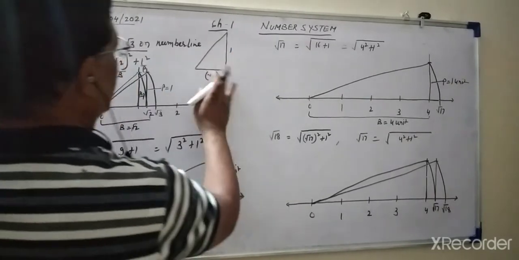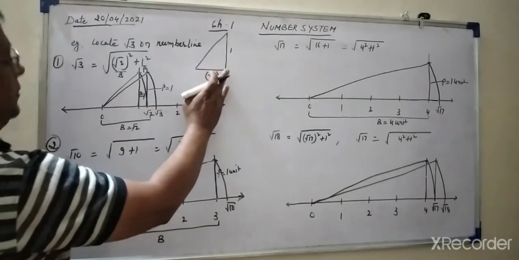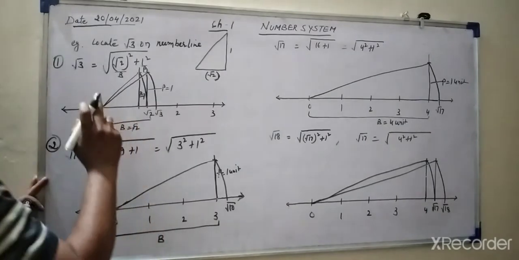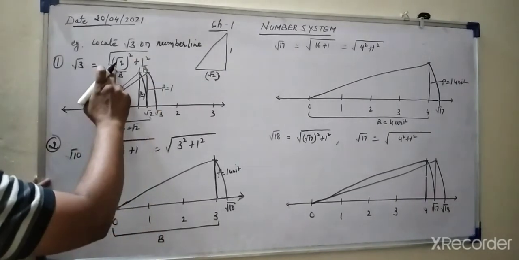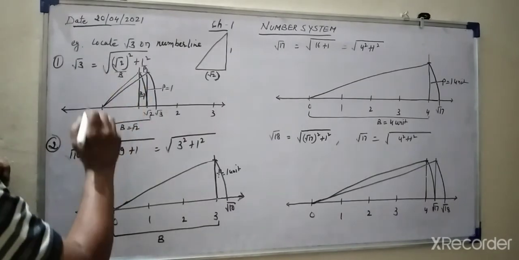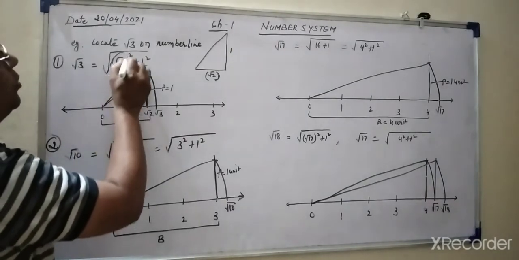Okay, the base we take root 2, so root 2 square is base square plus perpendicular square. Root 2 square is 2, 2 plus 1, 3, root 3. For that, first we will draw root 2.